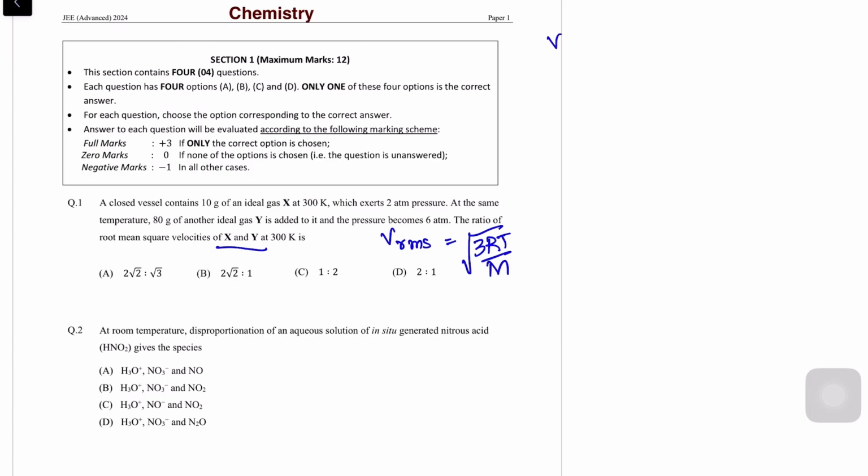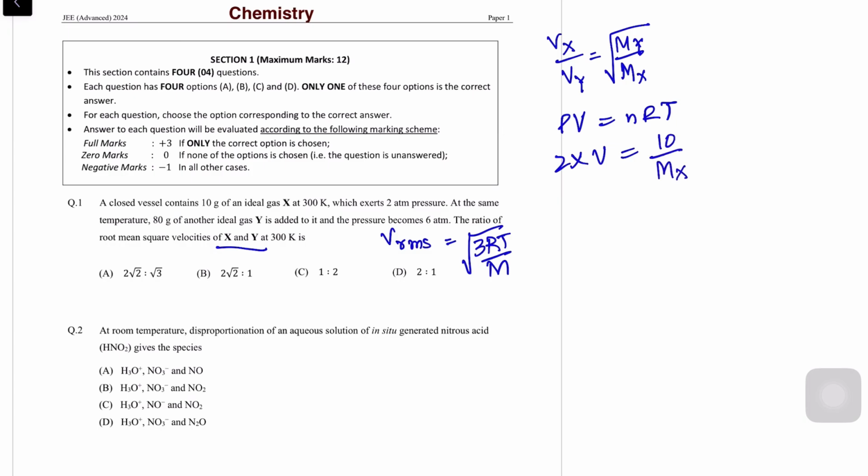So the RMS speed of X and RMS speed of Y can be written in terms of the molar mass of X and molar mass of Y. So the answer would be the square root of the ratio of the molecular masses of Y and X. Now apply the ideal gas equation PV equals nRT to gas X. The pressure of gas X is 2 atm, volume is V, number of moles is mass upon molar mass, which is 10 gram over the molar mass, let's say Mx. R is constant and temperature is also constant at 300 Kelvin throughout the question.